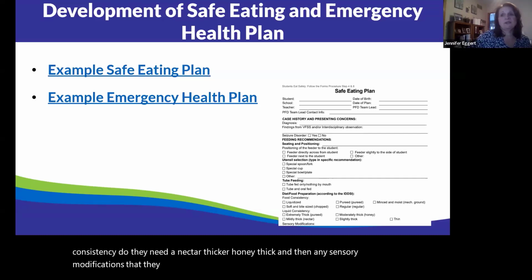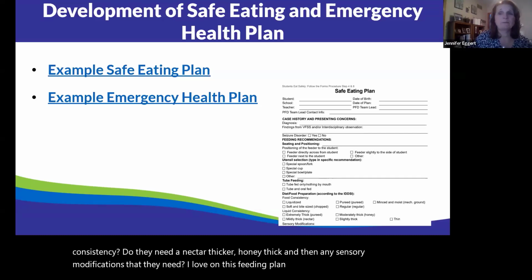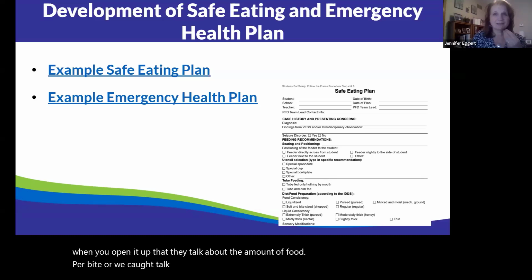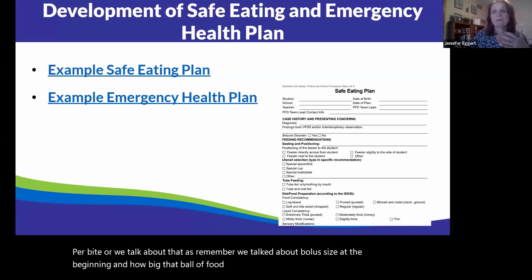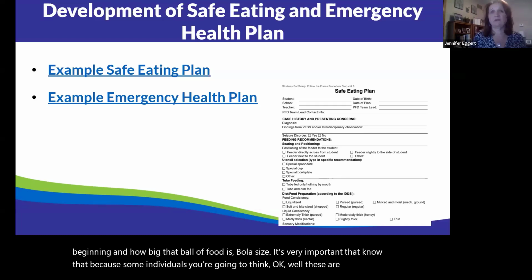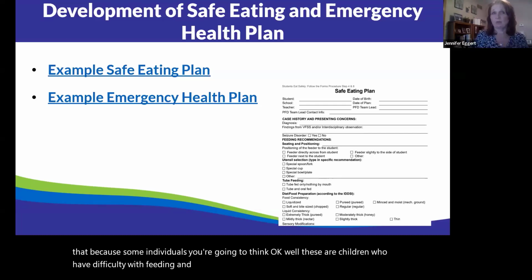I love on this feeding plan, you'll be able to see it when you open it up, that they talk about the amount of food per bite, or we talk about that as, remember we talked about bolus size at the beginning and how big that ball of food is? Bolus size, it's very important that you know that, because some individuals, you're going to think, okay, well, these are children who have difficulty with feeding and swallowing. They're going to need a smaller bolus size.